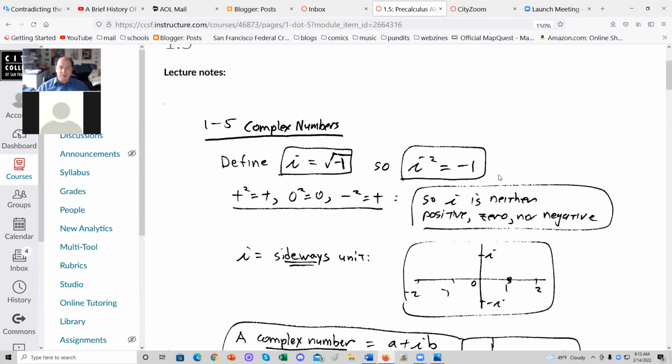Solve i squared equals -1. A positive number squared is positive. 0 squared is 0, negative squared is positive. So none of those, positive, negative, or 0, squared to a negative number. So therefore this solution i is neither positive, 0, nor negative. So okay, it was considered an impossible equation and so on.